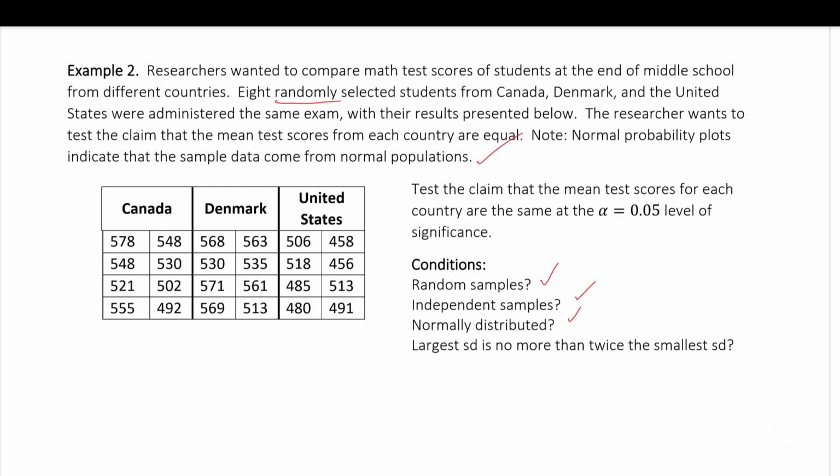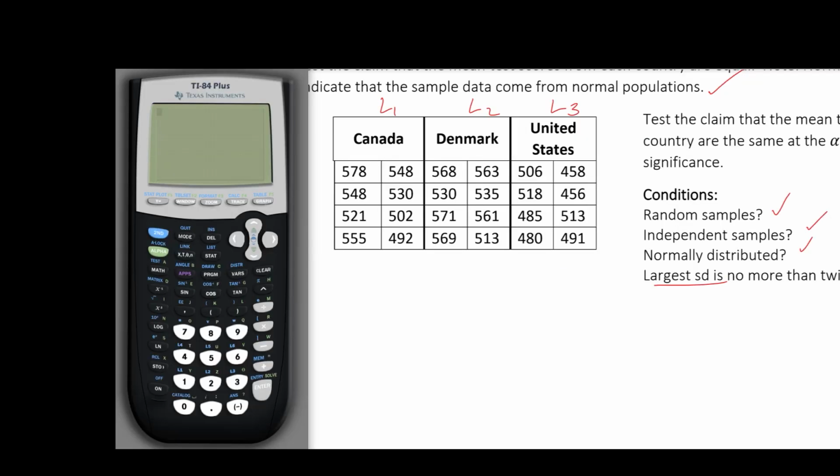And then again, we're going to calculate the sample standard deviations for each of these populations. We're going to put Canada in L1, Denmark in L2, and the United States in L3. Let's see what these sample standard deviations are. So let's go to the calculator. Let's enter our data. Let's go to Stat, Edit, and clear out these lists. These are from the last problem. All right, let's start typing away here.